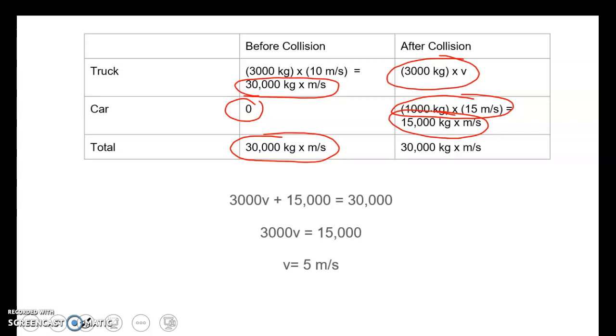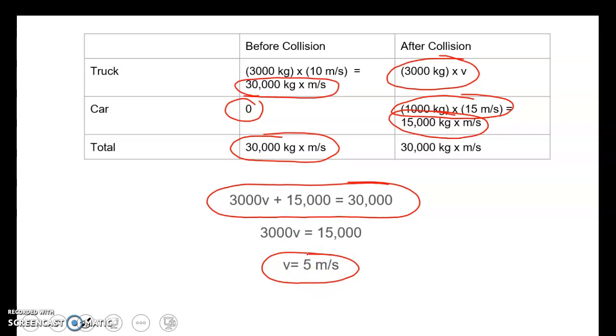But I know if I add those two together, it's going to equal 30,000, where I get this equation. So I bring the 15,000 over, divide by 3,000, and I get a final velocity of 5 meters per second for the truck. So the truck's still going to the right, but a lot slower because it applied an impulse to the car. Again, no friction here.